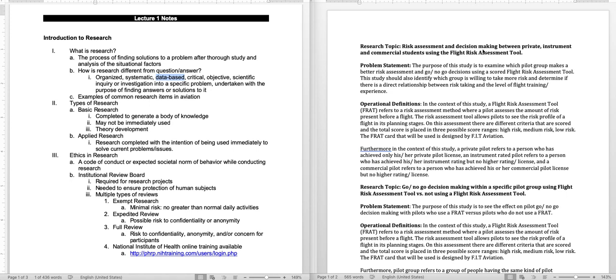So there's the flight risk assessment tool that's out there, where a pilot scores their analysis of risk of a given flight scenario. And this particular problem statement that gives an example of research would be: the purpose of the study is to examine which pilot group makes a better risk assessment, go/no-go decision, using the same risk assessment tool. And so this study is going to identify which group is willing to take more risk, and determine if there is a direct relationship between risk taking and the level of flight training experience. So the reason for doing that is to see which pilots are more at risk.